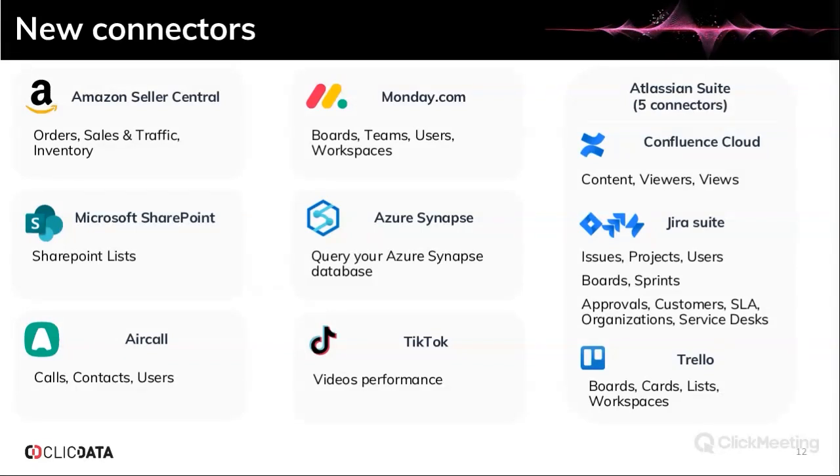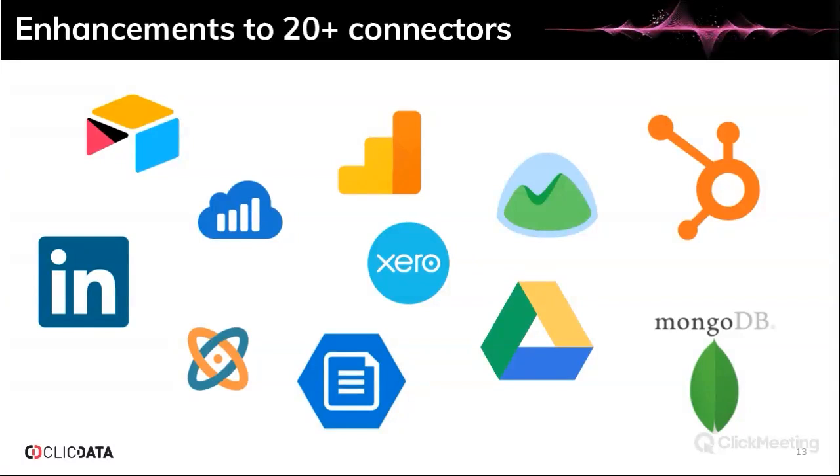And also the other one, maybe super important, is Azure Synapse. If you have databases in Azure Synapse, you can now query a database with that connector. And also Microsoft SharePoint, a very highly requested connector, which allows you to retrieve lists from your SharePoint. And of course, Amazon Seller Central, etc. If you do have a shop in Amazon, you can use that connector to fetch your orders and sales traffic, etc. in ClicData.